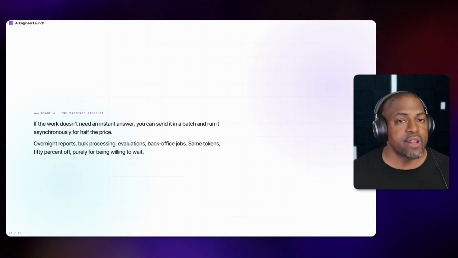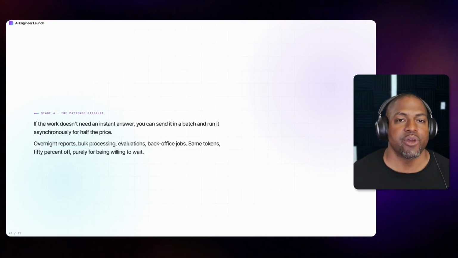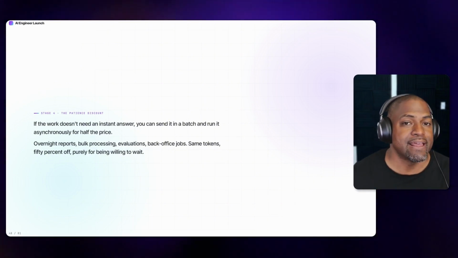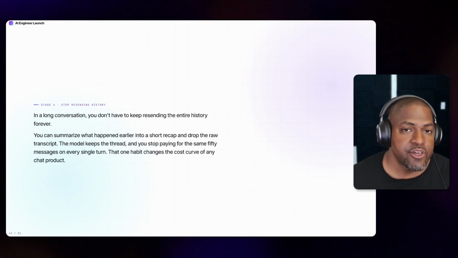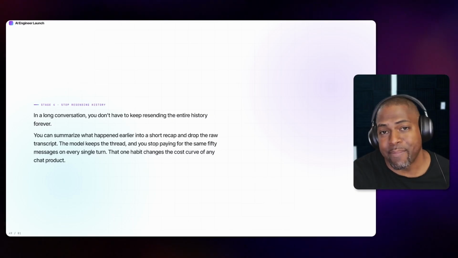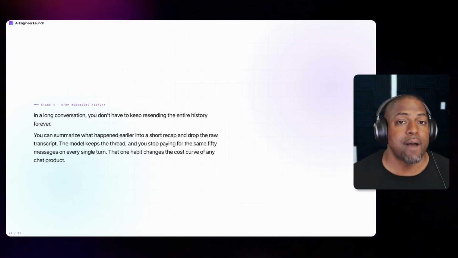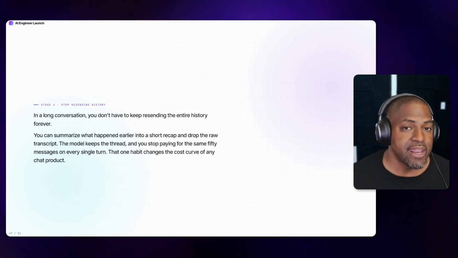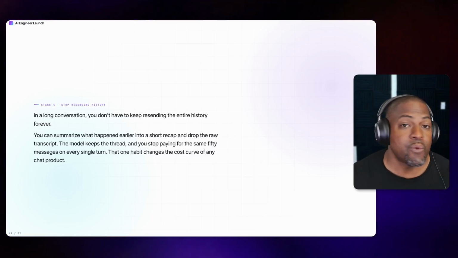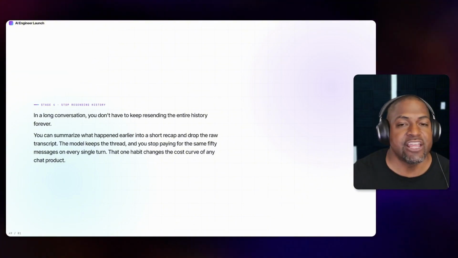So use cases: overnight reports, bulk processing, evaluation, back office jobs. Same tokens, 50% off, purely for being willing to wait for it. In a long conversation, I don't have to keep resending the entire history forever. Summarize what happened earlier into a short recap and drop the raw transcript. The model keeps the thread and I stop paying for the same 50 messages on every single turn. That one habit changes the cost curve of any chat product.